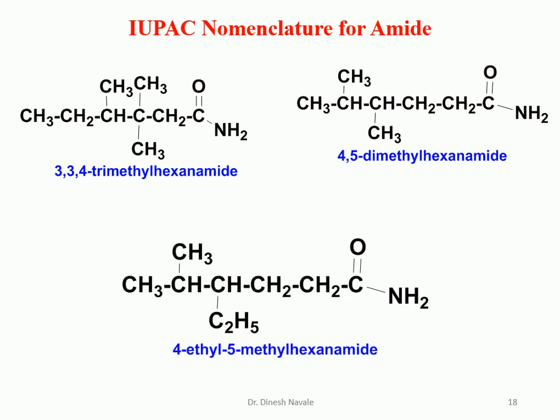For this structure again, select the longest possible carbon chain. So it is carbon number 1, 2, 3, 4, 5, 6 carbon atoms. So it is hexanamide. What is the position of the substituent? Carbon number 4 contains ethyl, carbon number 5 contains methyl. In case of ethyl and methyl, as multiple but different substituents, we have to utilize alphabetical order. By alphabetical order, ethyl comes first, then methyl. So we write it as 4-ethyl, then 5-methyl, then hexanamide. So the IUPAC nomenclature is going to become this for this compound.